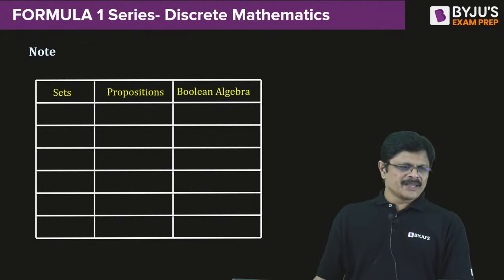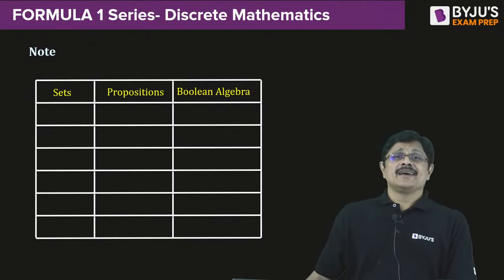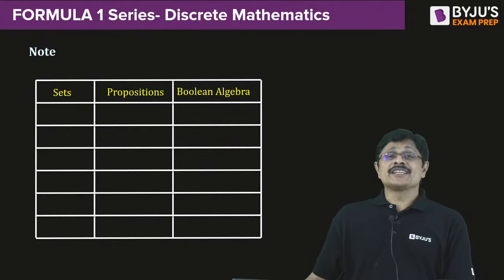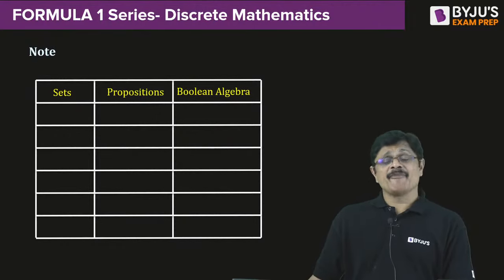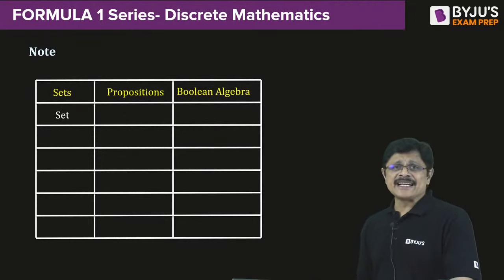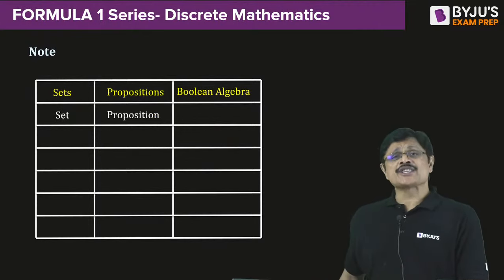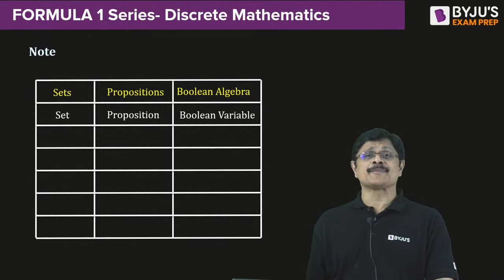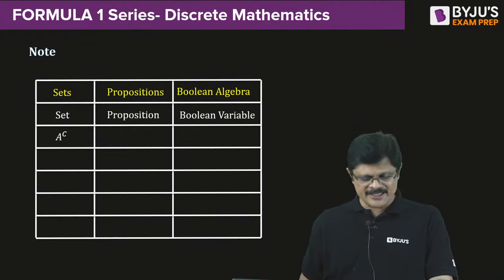Now you see these operations or properties are the same for sets, logic, or Boolean algebra, my dear friends. In sets, the objects are sets. In propositions, objects are propositions. In Boolean algebra, objects are Boolean variables, my dear friends.